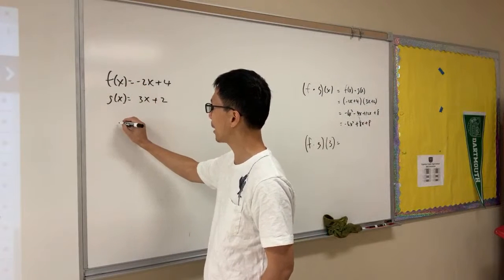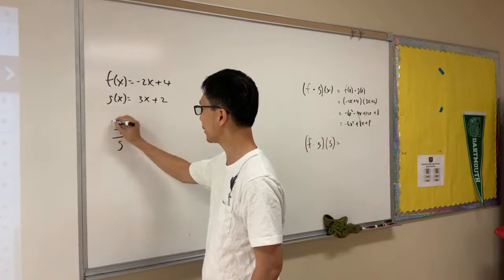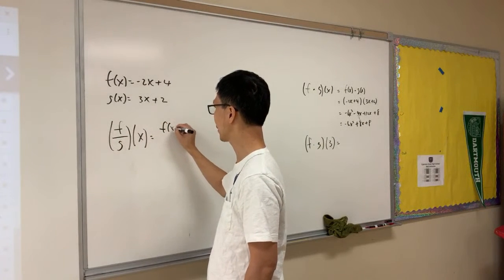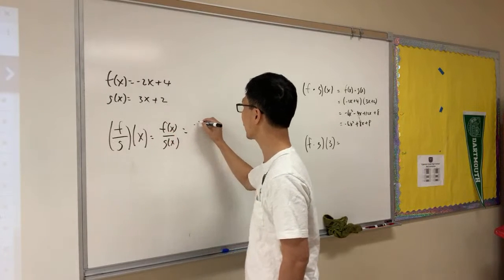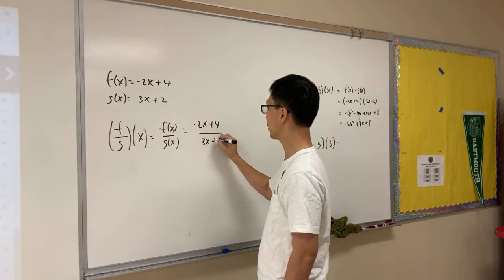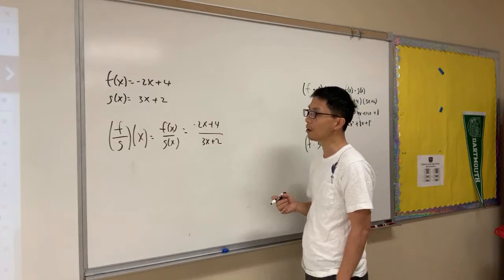So this one divided by this one. It says f over g of x, that just means f of x over g of x. This is super easy. You just have to plug in that g of x. So it'll be negative 2x plus 4 over 3x plus 2. And you cannot simplify anymore. You should recognize that it's not simplifiable.